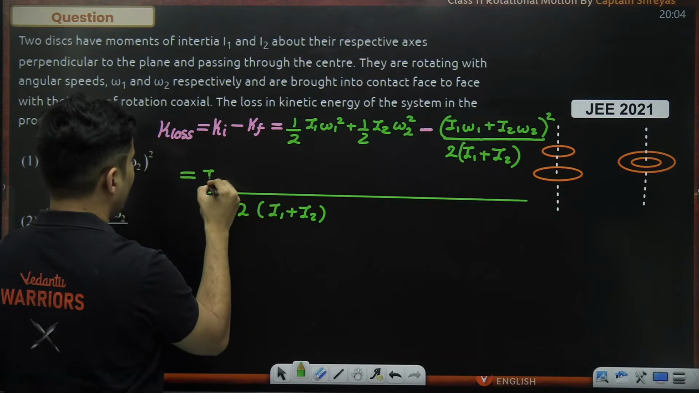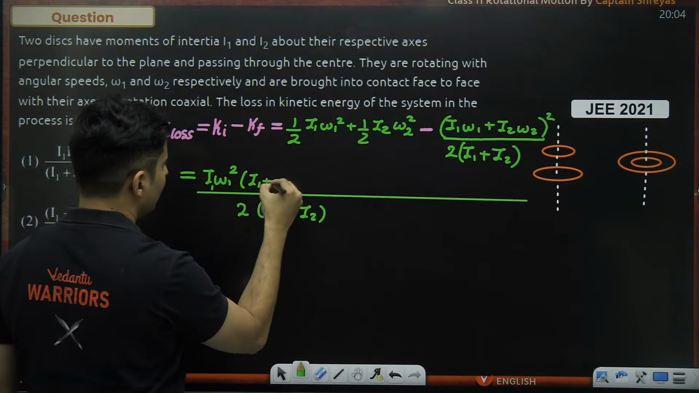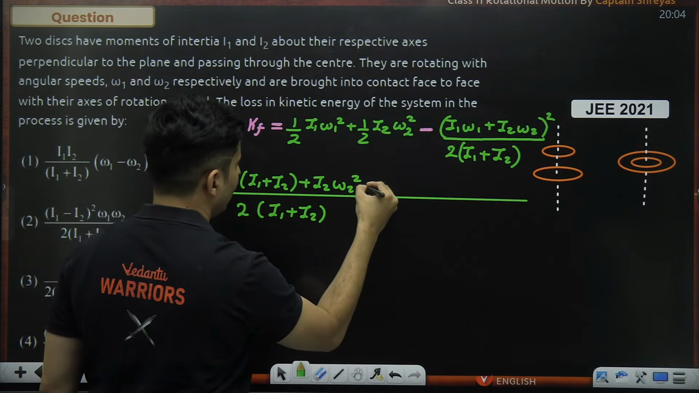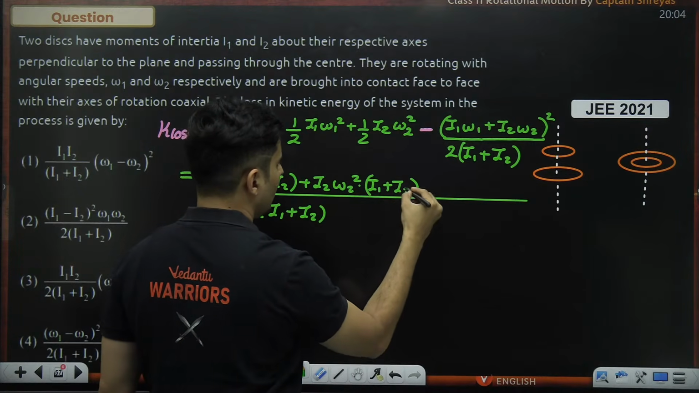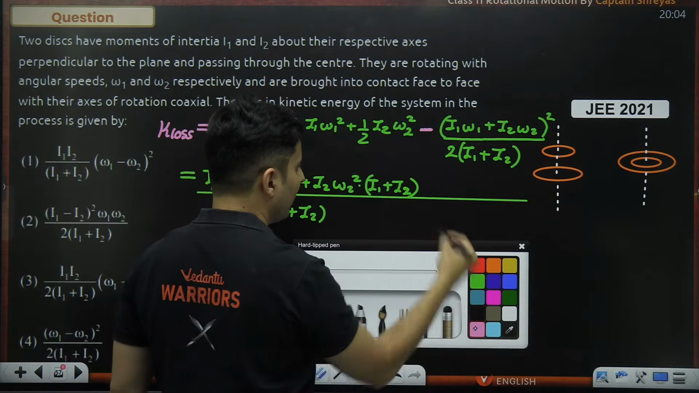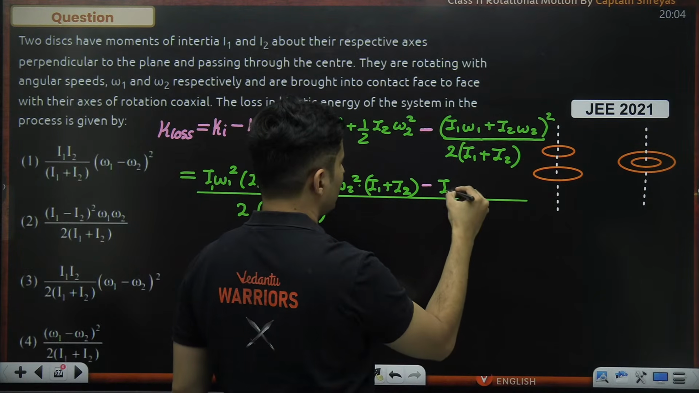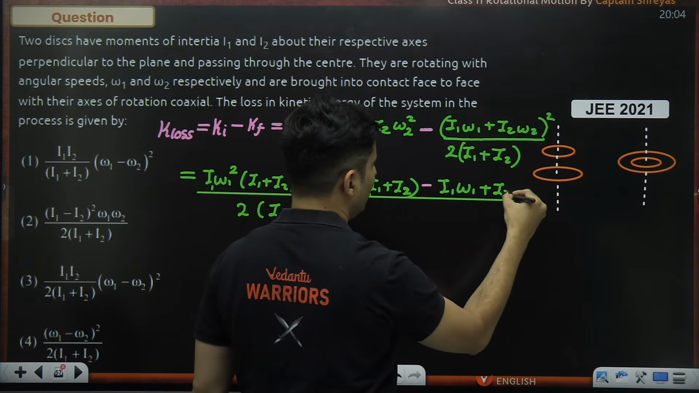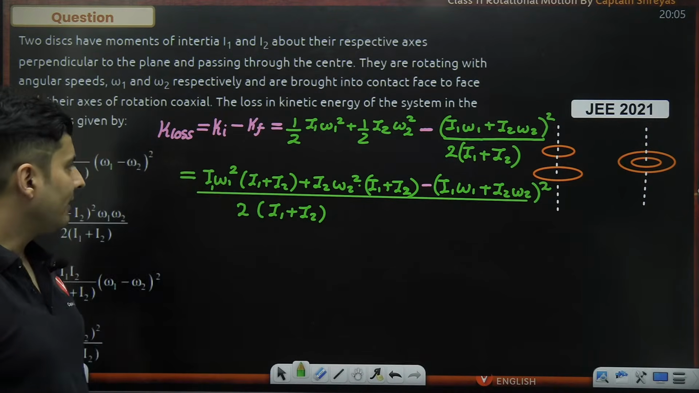So here we'll have I1 omega 1 square multiplied by I1 plus I2, plus I2 omega 2 square multiplied by again I1 plus I2, and then that minus sign is going to come, and then we will have this whole thing square: I1 omega 1 plus I2 omega 2, and this whole thing square. Is that right, everybody over here till this particular point?